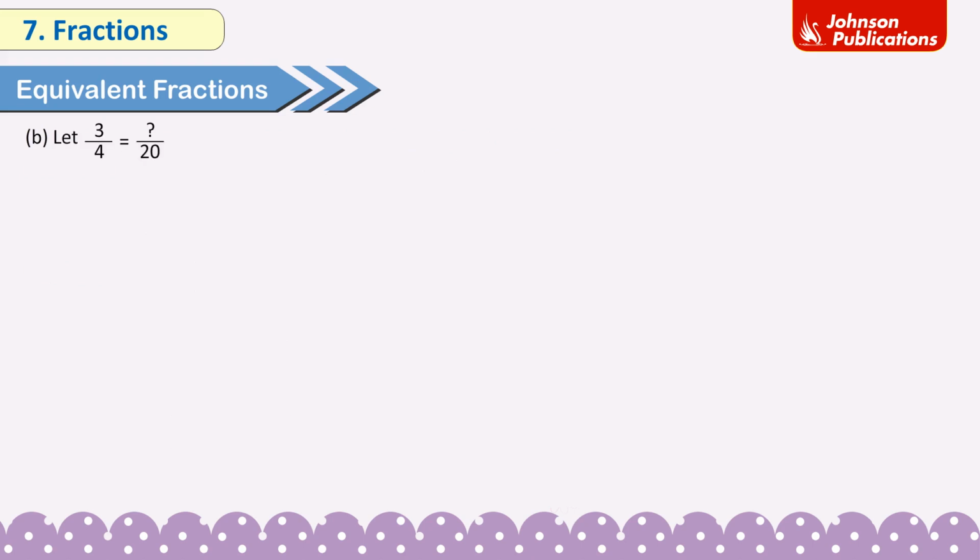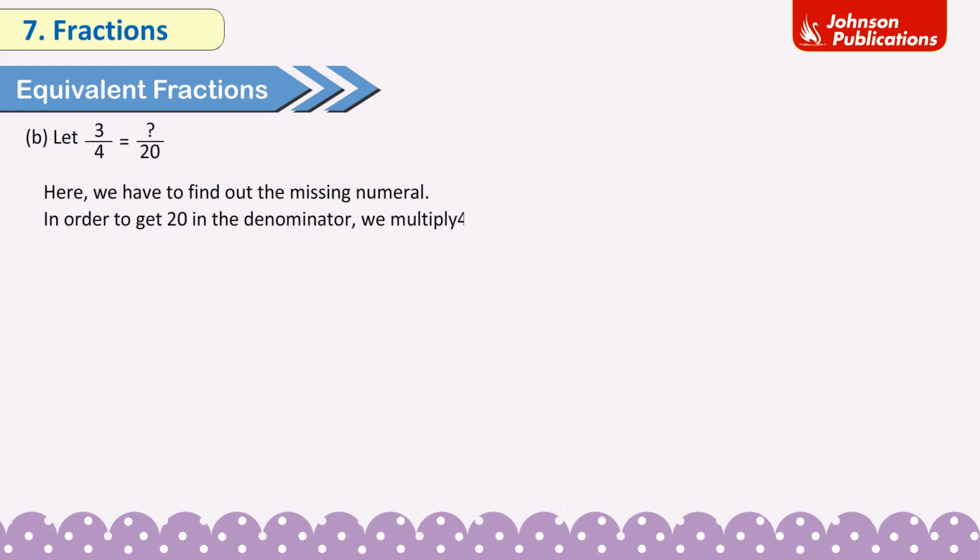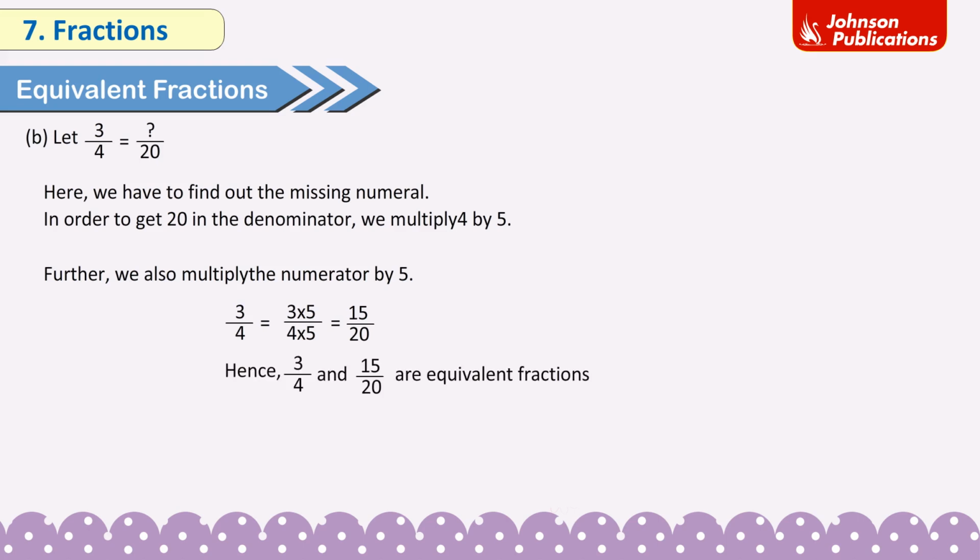B. Let 3/4 is equal to blank over 20. Here we have to find out the missing numeral. In order to get 20 in the denominator, we multiply 4 by 5. Further, we also multiply the numerator by 5. 3/4 is equal to 3 multiplied by 5 divided by 4 multiplied by 5 is equal to 15/20. Hence, 3/4 and 15/20 are equivalent fractions.